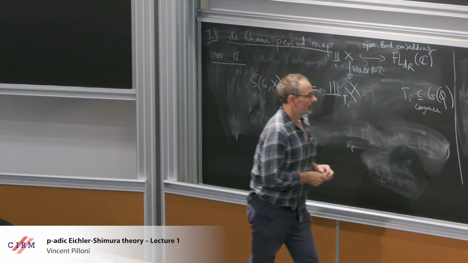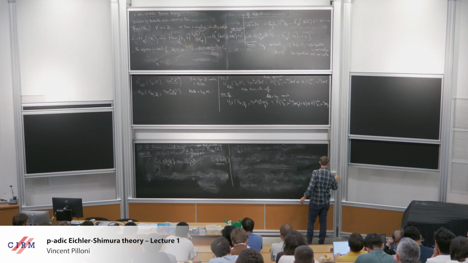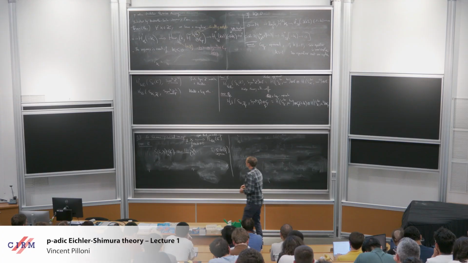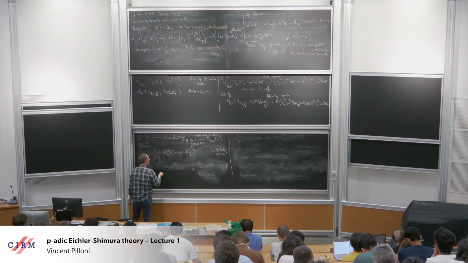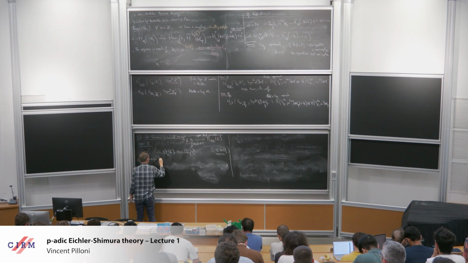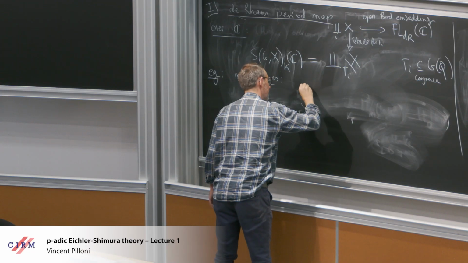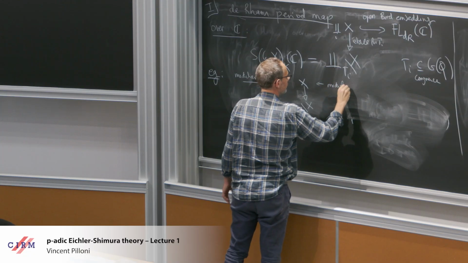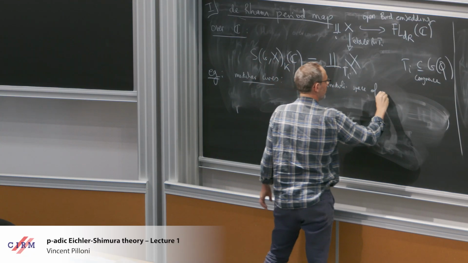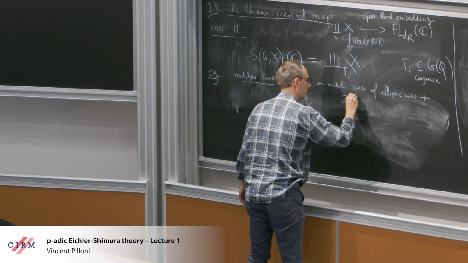So let me just give the example of what's going on in the case of modular curves. I have X over gamma_i, then over it I have X. So what's X? X is really the moduli space of elliptic curves plus a trivialization of the homology.